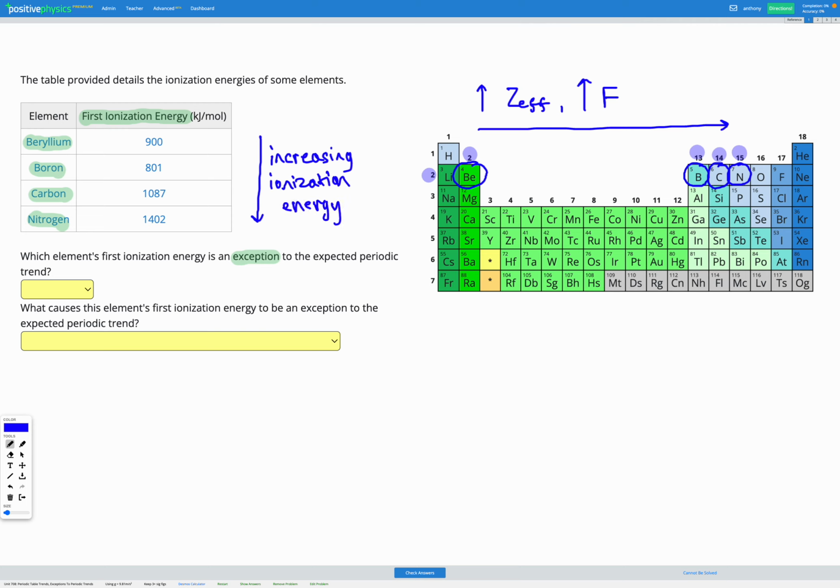So let's have a look at our numbers now. As we go from beryllium to boron, we actually subtract about 100 there. As we go from boron to carbon, we add about 300 there. And then as we go from carbon to nitrogen, we add about another 300 to our first ionization energy. So which element has a first ionization energy that's an exception to the periodic trend? Well, boron. We'd expect it to have a greater energy than beryllium, but it has a lower energy. So boron is our exception to the periodic trend.